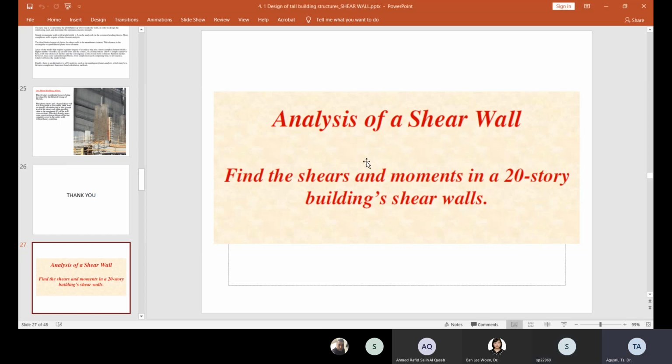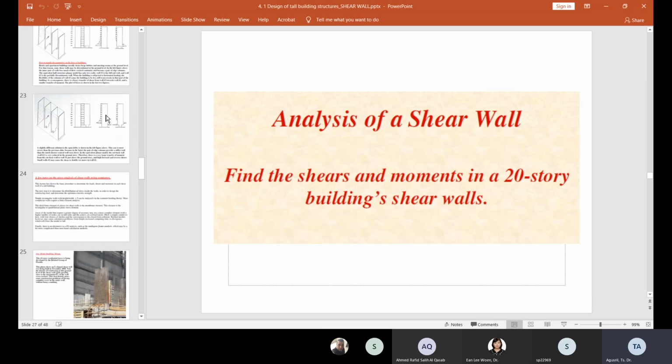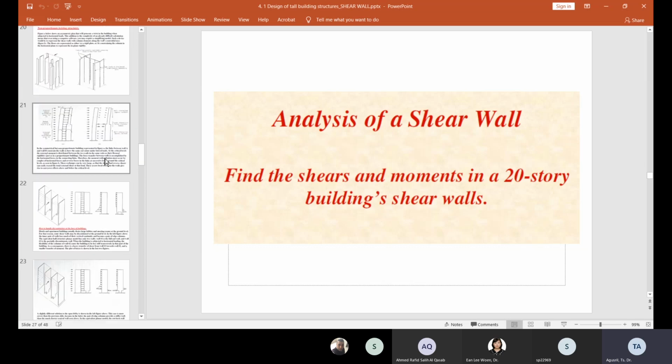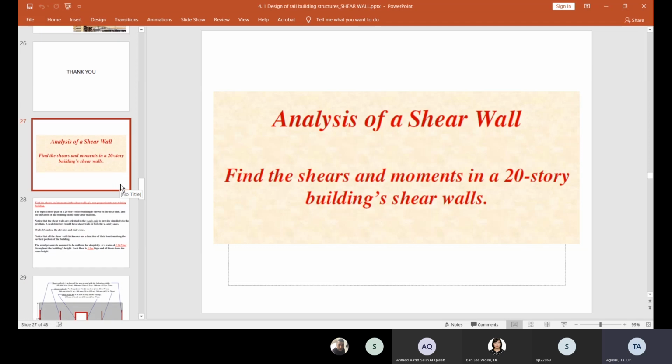Okay, so now we continue with the analysis of the shear wall. Last week I already explained the definition of the shear wall, the types of shear wall, and how to analyze the shear wall. Today I will show you one example: how to determine the bending moment diagram, and also the bending moment value and shear value inside the shear wall. Is it clear? Yes, doctor.